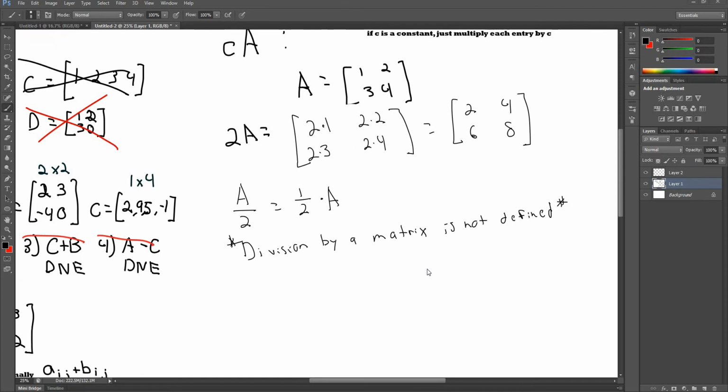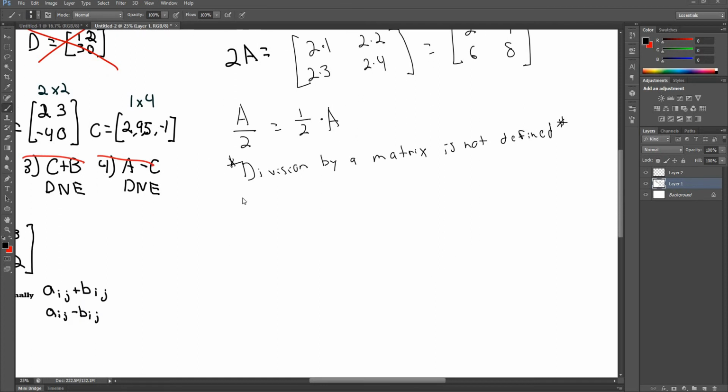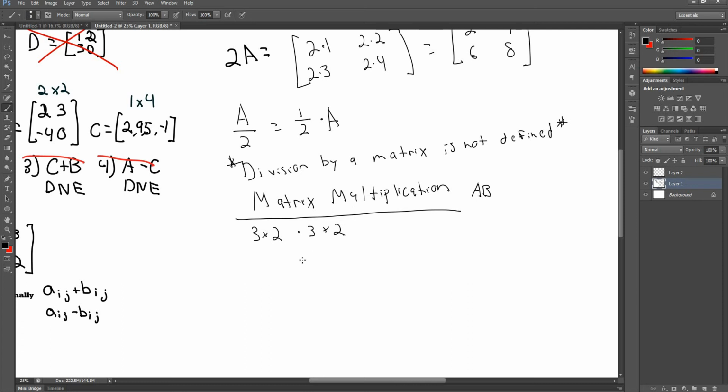So the only operation we have left is matrix multiplication, which can be a little bit odd. Before we even look at examples, I'm going to re-emphasize the importance of order. When I'm given 2 matrices, say A, B, I always write out their order. So if I had a 3 by 2 times a 3 by 2, I physically write this out every time I do one of these problems.